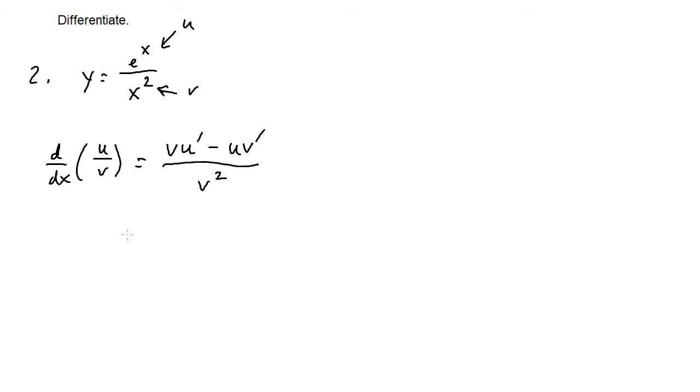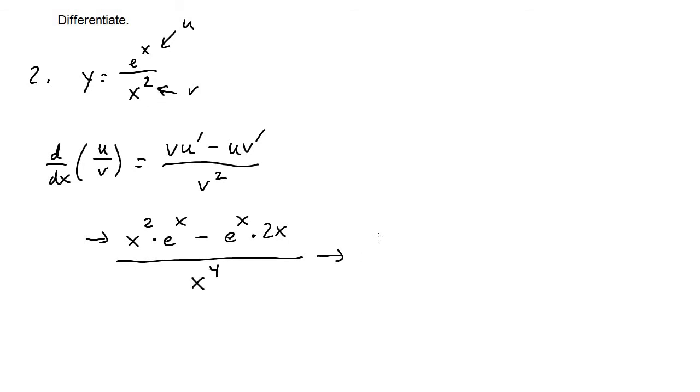So once again, using the formula, we're going to take the lower function, x squared, times the derivative of the higher function, derivative of e to the x is e to the x. So low d high minus high, which is e to the x, times the derivative of low. The lower function is the derivative of x squared, which is 2x, all over the lower function squared. X squared squared is the same thing as x to the fourth.